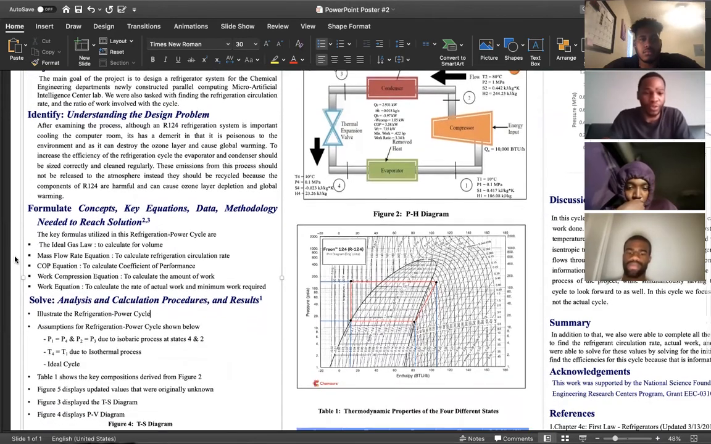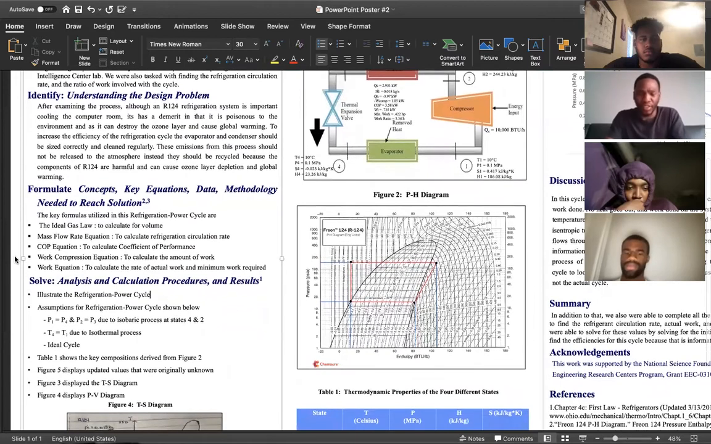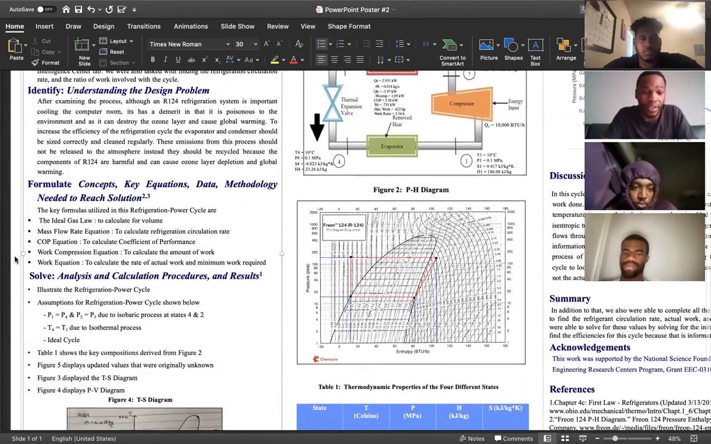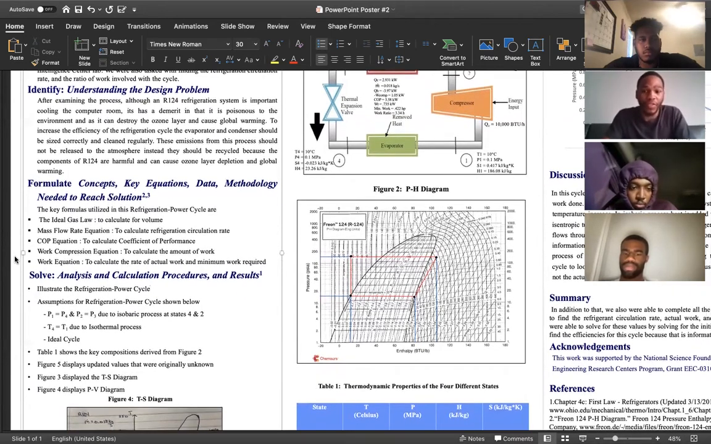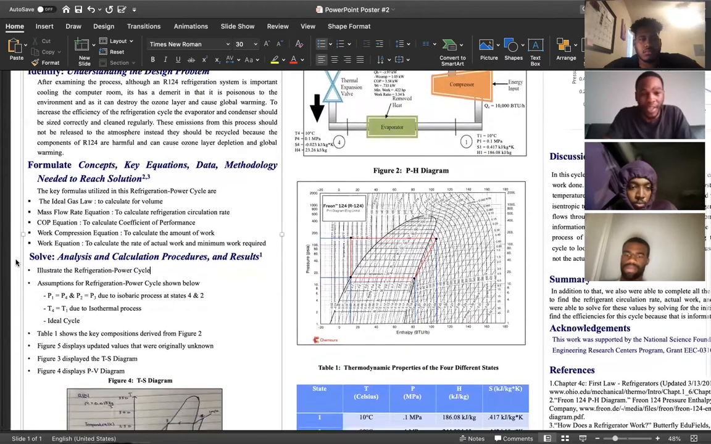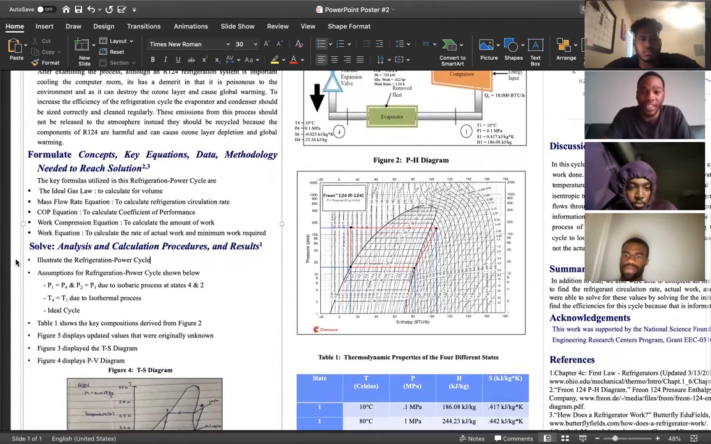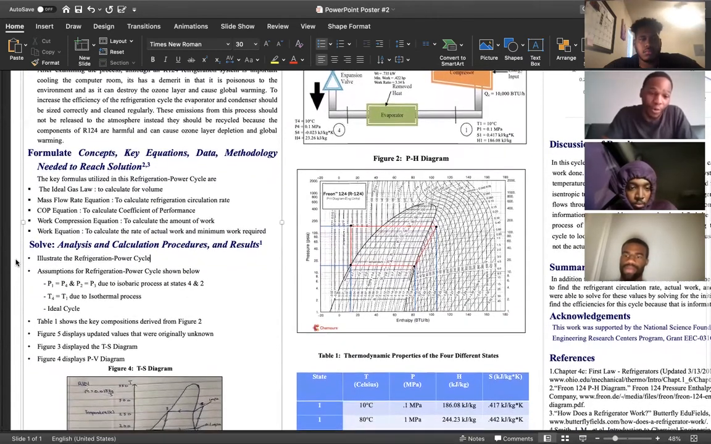The formulas we used to solve our refrigeration power cycle design were the ideal gas law to calculate the volume, the mass flow rate to calculate the refrigerant circulation rate, the COP equation to calculate the coefficient of performance, the work of compression equation to calculate the rate of work done, and the work equation to calculate the rate of actual work and minimum work required.